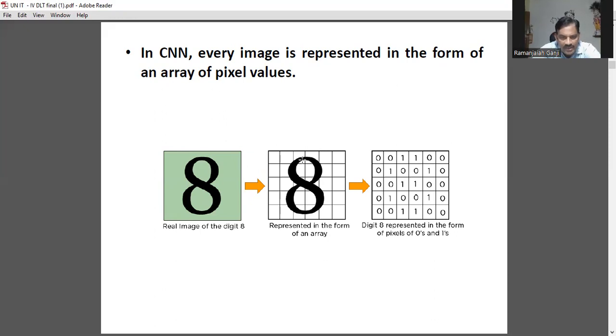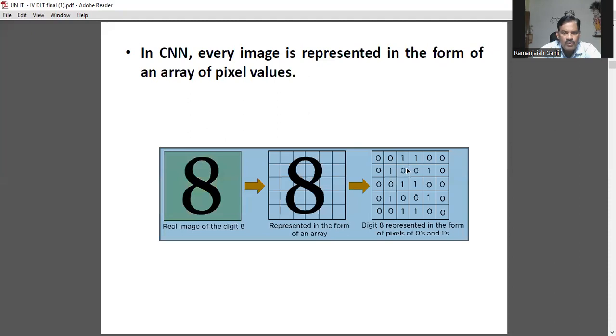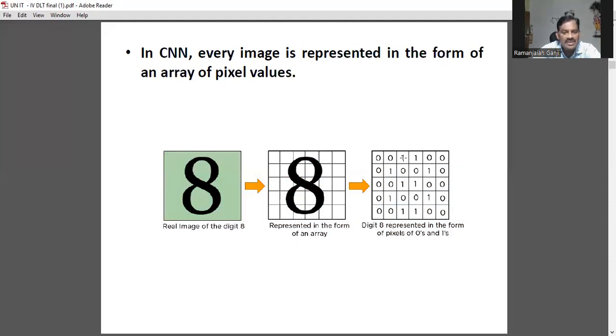See this, whenever there is the presence of 8 in a grid, we keep 1. Otherwise, we have a 0. That is, pixel values are represented in terms of zeros and ones. In the case of the leftmost corner, we don't have any presence of 8, so we represent that element as a 0.